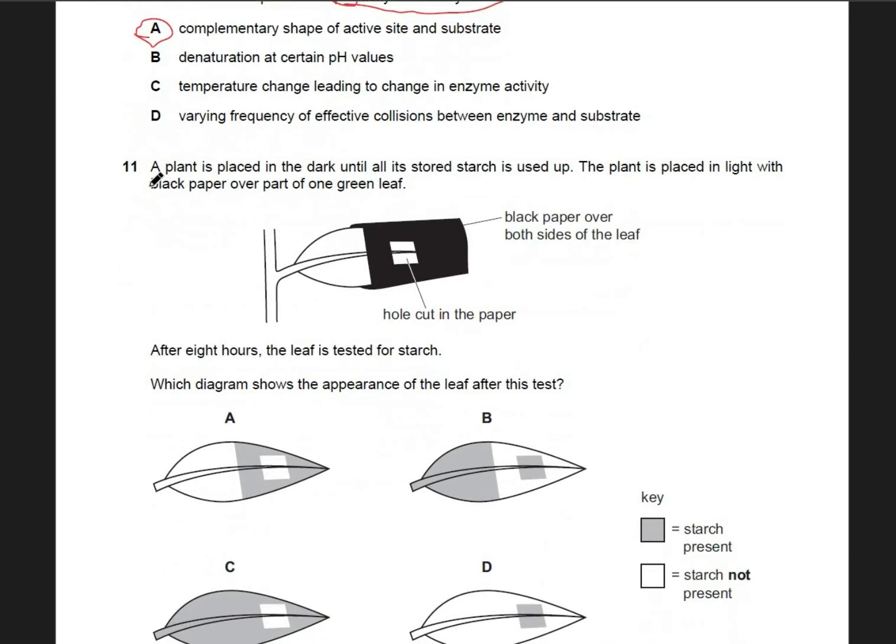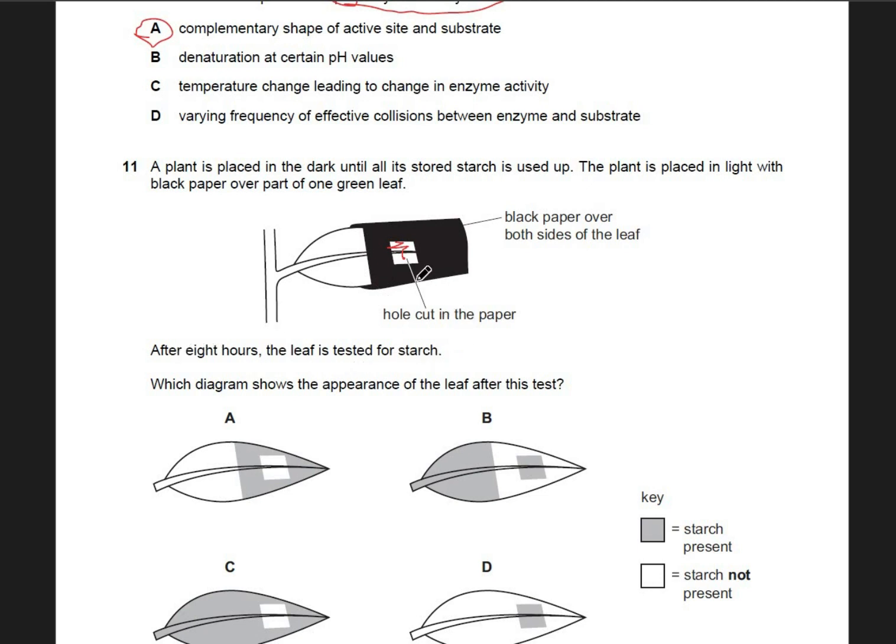All right. Now, question number 11, a plant is placed in the dark until its stored starch is used up. So they placed a plant in a dark room. In darkness, obviously, we all know that photosynthesis will not take place, no new starch or no new sugars will be formed, and the plant will always use the stored material, right? The plant is placed in light with black paper over the part of one green leaf. So they made the hole, this hole, and they covered the rest of the plant with the black paper, all right? So after 8 hours, the leaf is tested for starch.